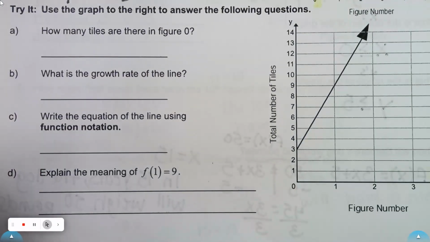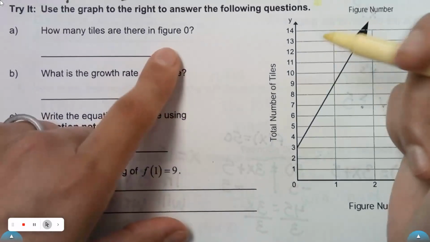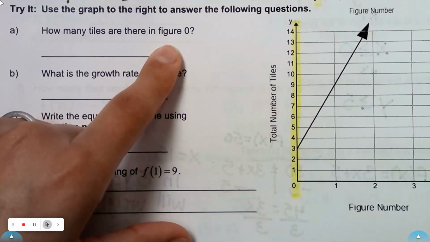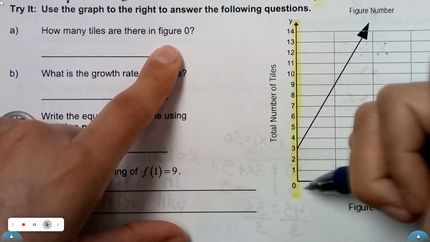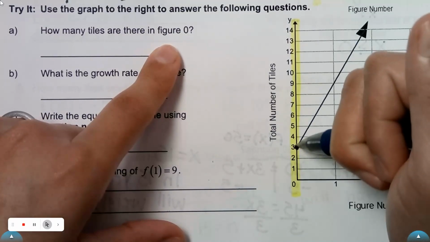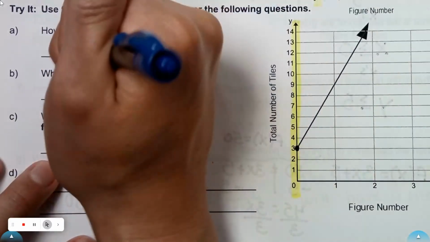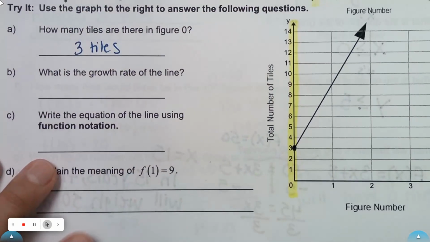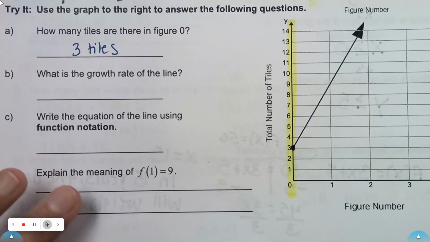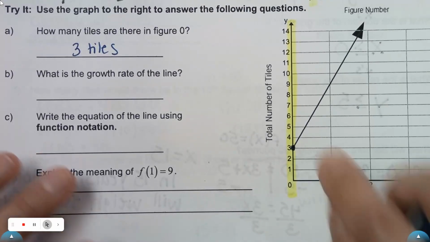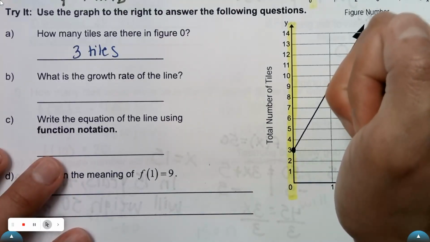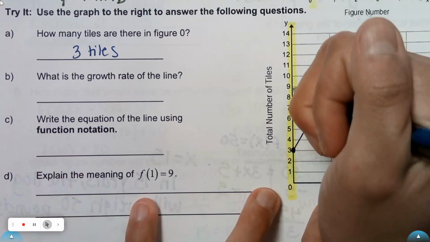So same thing here. You want to see how many tiles are in figure 0. Okay, that's also where your y-intercept is, or what your start is. If I look at figure 0 and I go up until I touch it, it starts at 3. So this is also 3 tiles. Then to find my growth, again, which is your slope, you need to pick 2 points. Since I already have a point here, I just have to find another point, so I'm going to pick this one. Then I'm going to draw my triangle.